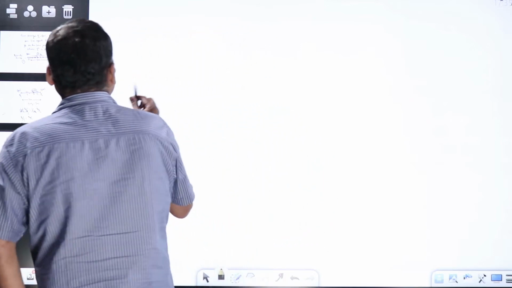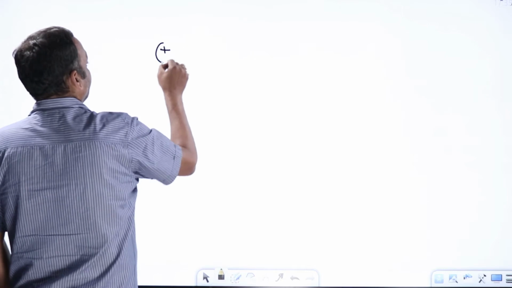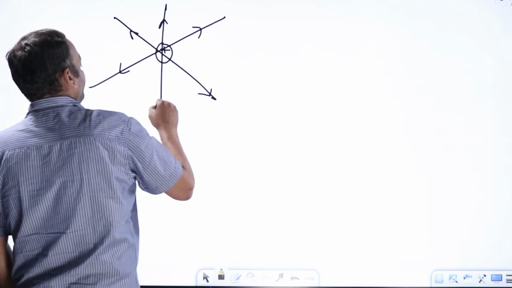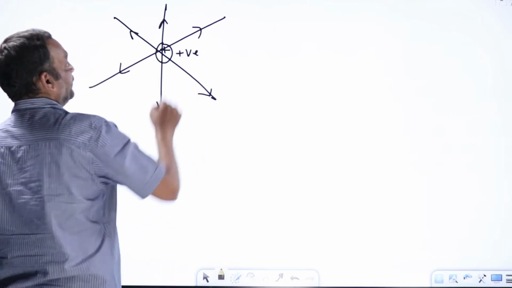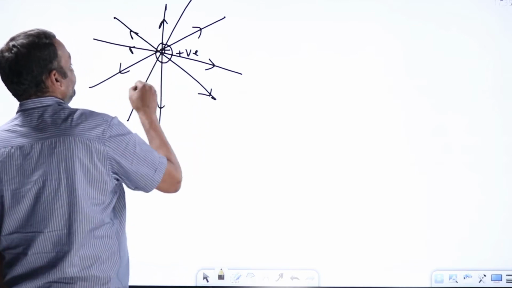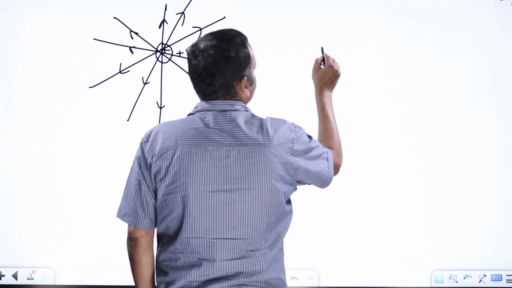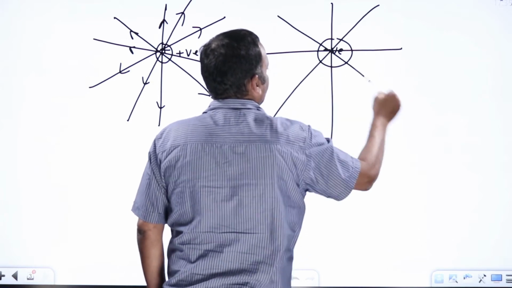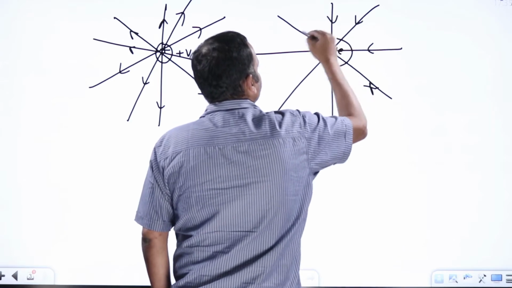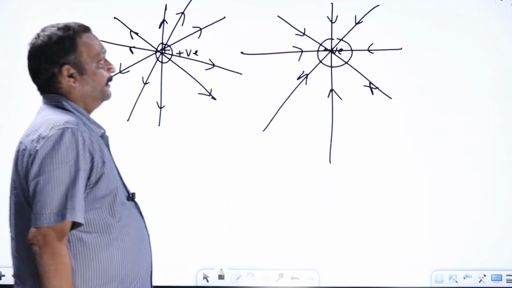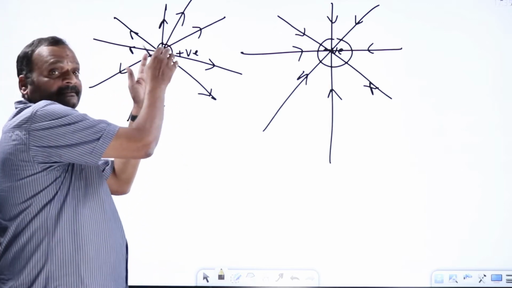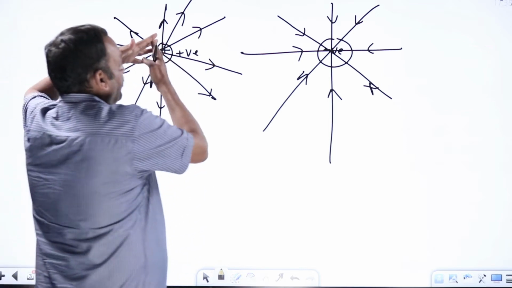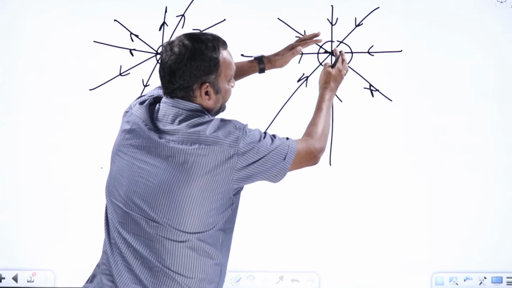Due to a positive charge, we can visualize the electric field lines to be radially outward like this everywhere. If it is a negative charge, the electric field lines will be radially inward everywhere. So electric field lines start from the positive charge, they are diverging from the positive charge, emanating from it. They are converging radially into the negative charge.